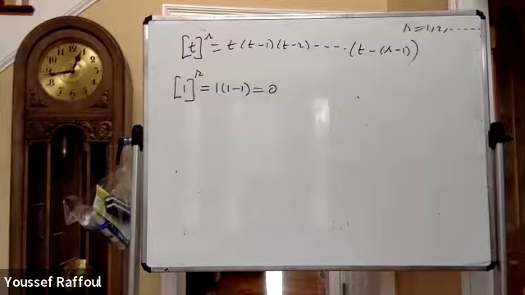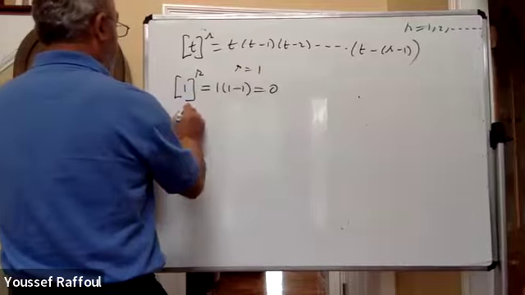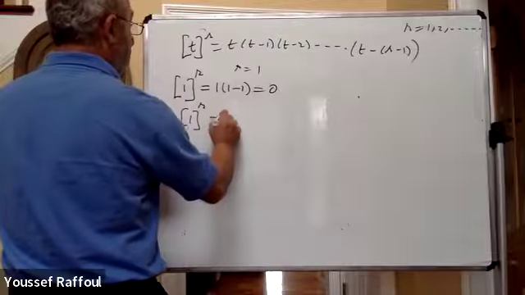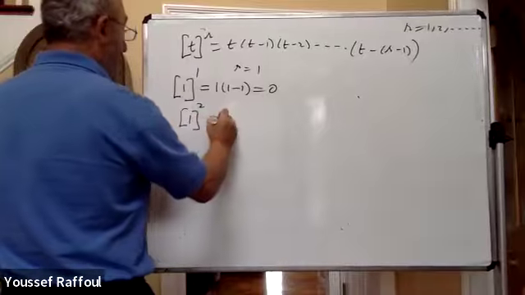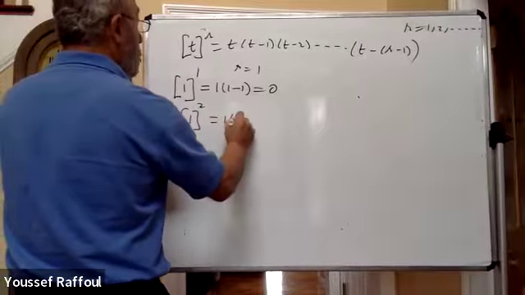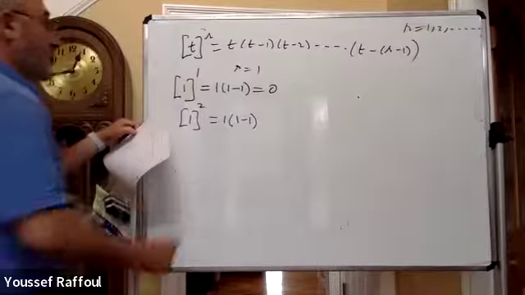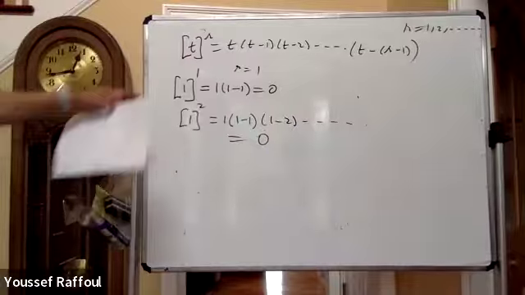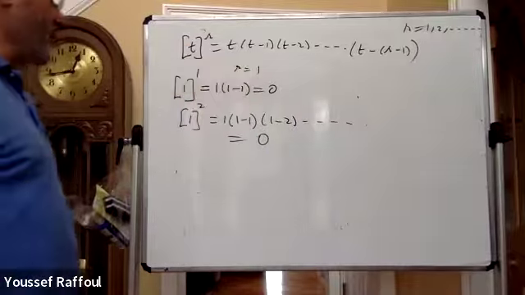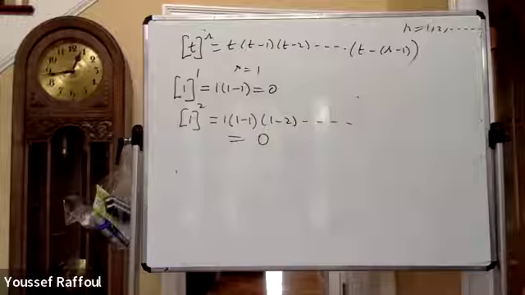Okay? So this is for r equal 1. For 1 to power r, let's say r equal to 2, it will be 1 times 1 minus 1 immediately, times 1 minus 2, and that is 0. Okay? So for any r equal 1, 2, 3, 4 all the way, you will always get 0. Okay? All right.